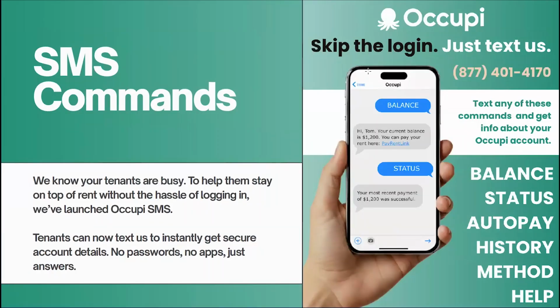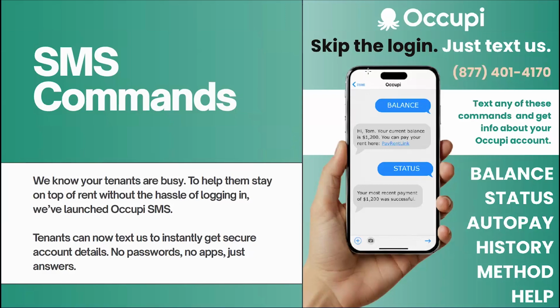One of our newest features at Occupi that has been really exciting and very helpful for the residents across our platform is offering a text to pay option. Simply put, how this works is that anytime a resident has an active session with us, so anytime they're logged in, they can give any of the commands that you see here: balance, status, auto pay, history, method, or help, to get either support from our team via text message or to make a payment, to see their status, to see their balance.